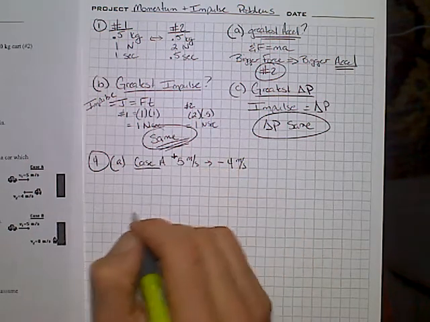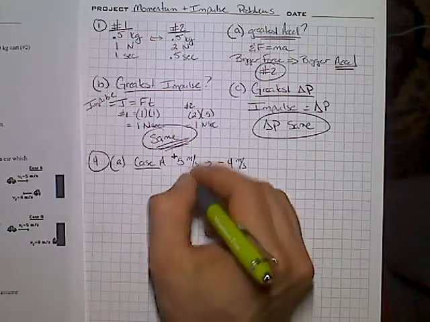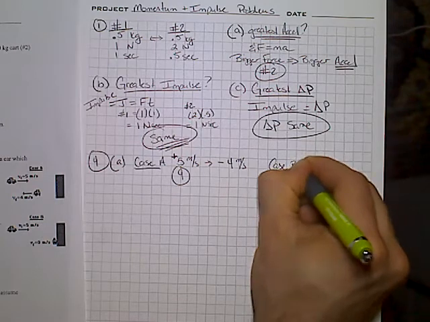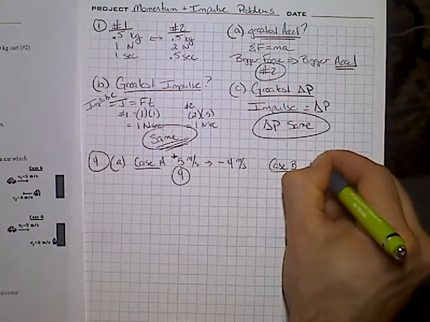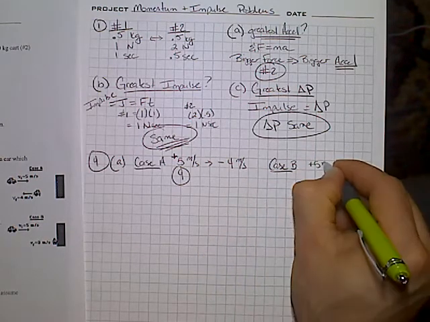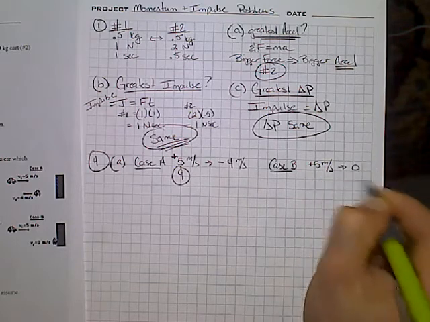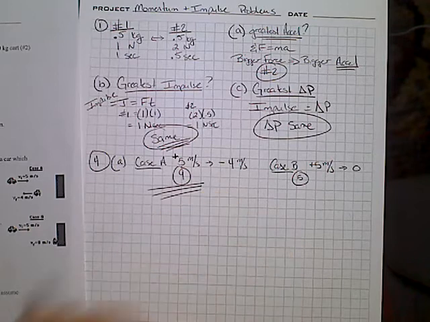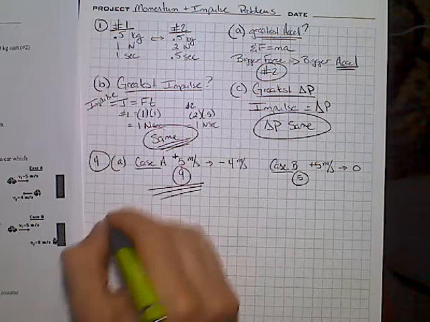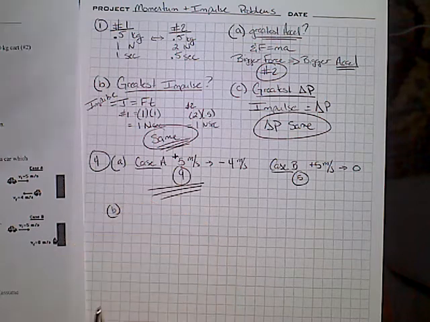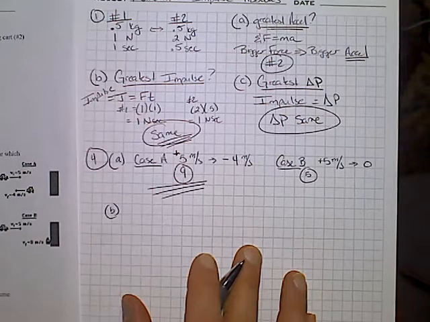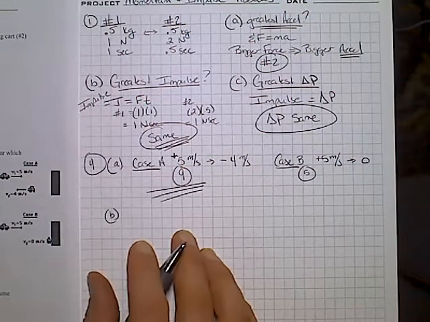So this is an overall change of 9. Whereas in case B, the car goes from plus 5 meters per second to 0, which is just a change of 5. So case A is your greater change in velocity. For B, let's take a look.